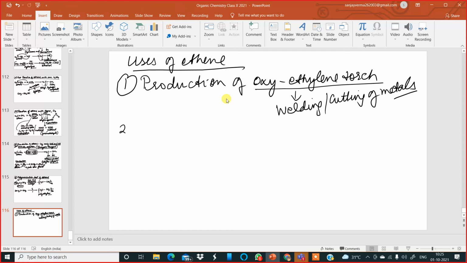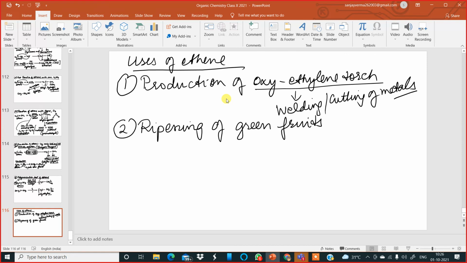The next use for ethene is the artificial ripening of green fruits. The artificial ripening of green fruits can be fastened. It can be made at higher speed by using this gas ethene.